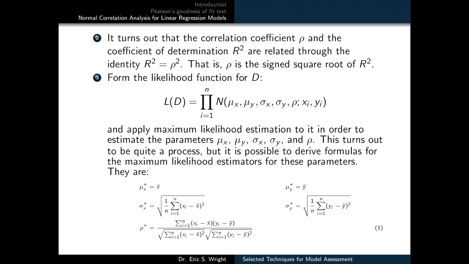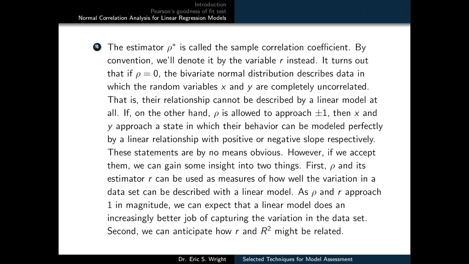And then rho star takes on the following form. It's the sum of the deviation of each x value from its mean times each y value deviation from its mean, divided by the root of the sum of the squares of the deviations of each x value from their mean times the root of the sum of the squares of the deviations of each y value from their means. The maximum likelihood estimator, rho star, is called the sample correlation coefficient. By convention, we'll denote it by the variable r instead, lowercase r.